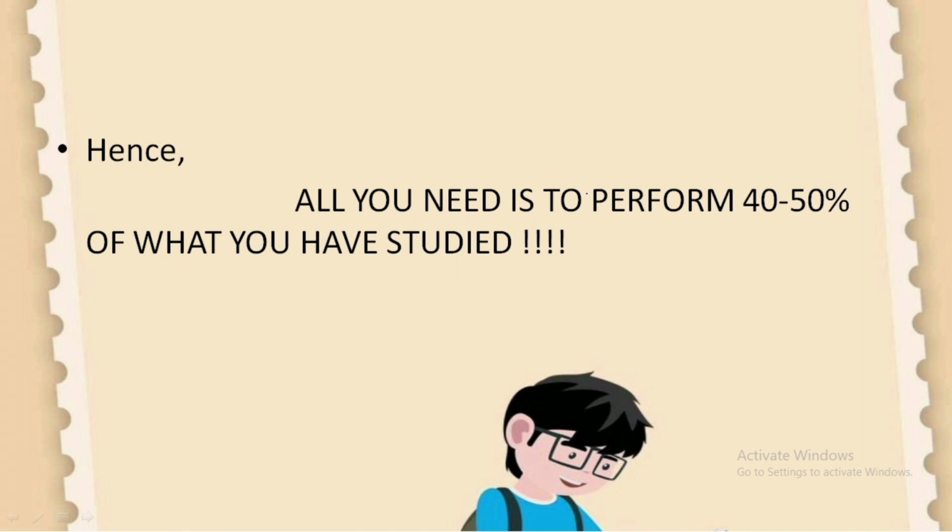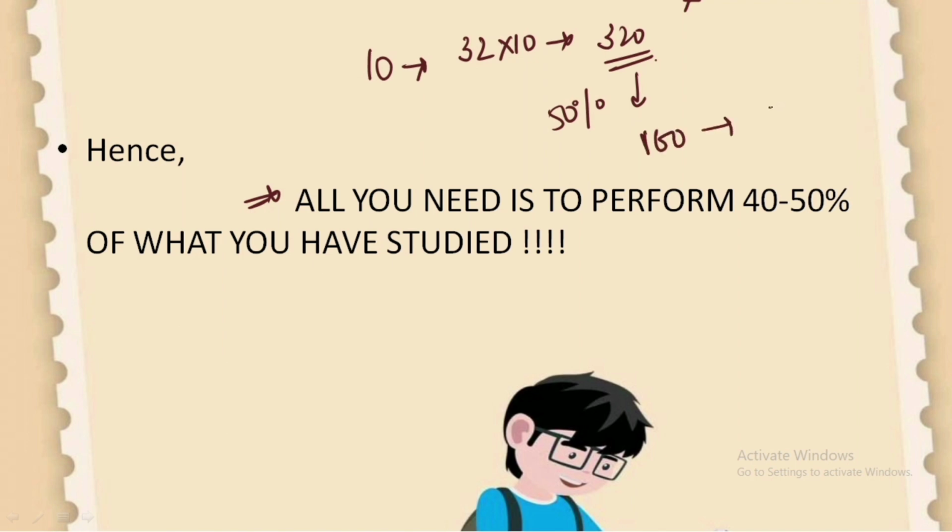This calculation proves that all you need is to perform 40 to 50% of what you have studied. That is, you have studied 10 units, and 32 into 10, the average range of marks that is asked, is 320, but no. If we look at 50% of 320, we get 160. 160 is AIR 1 or maybe more than that. So you do not need even 50% of what you have studied.